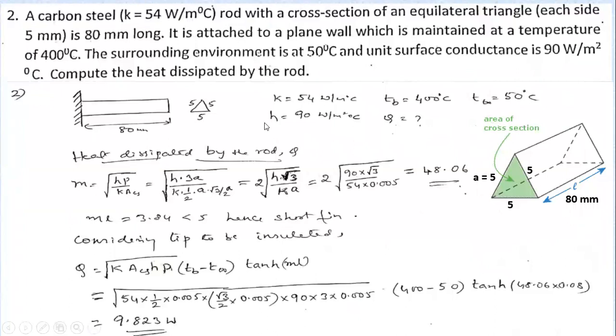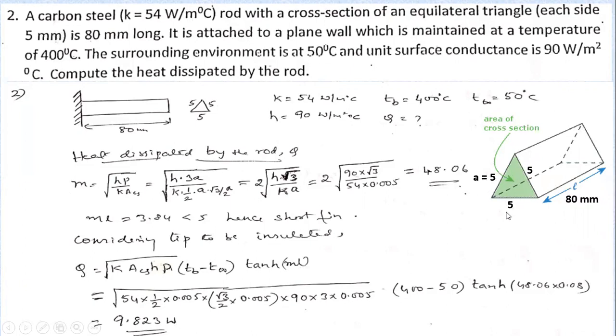Now, let us go for the next problem. Here, a carbon steel rod with K of 54 watt per meter degree centigrade. That means this is a carbon steel rod having that conductivity, with a cross section of an equilateral triangle. So here we are given, see here, this is the cross section, an equilateral triangle.